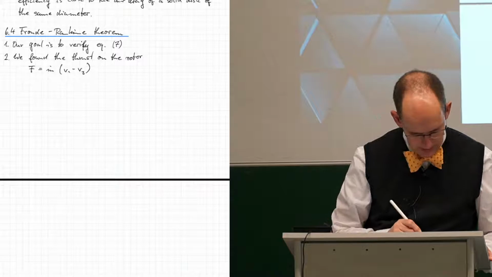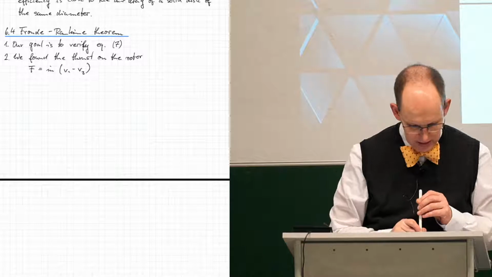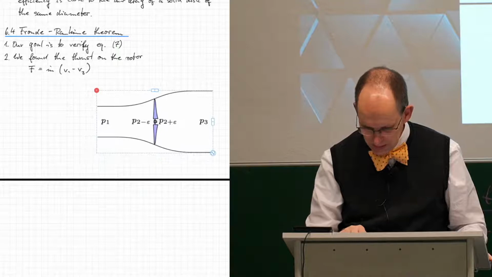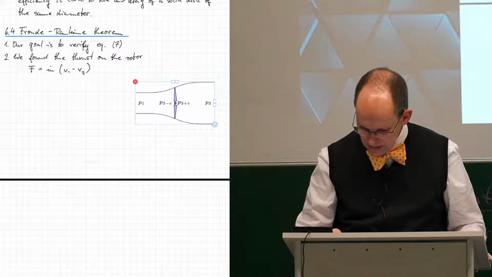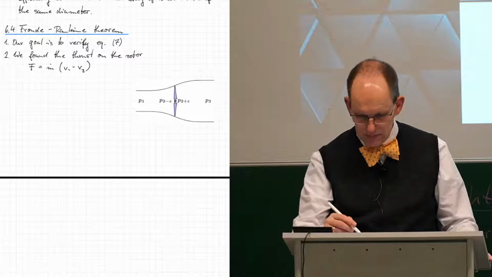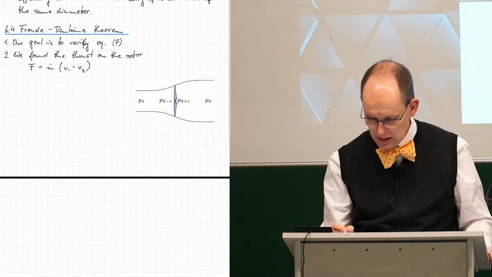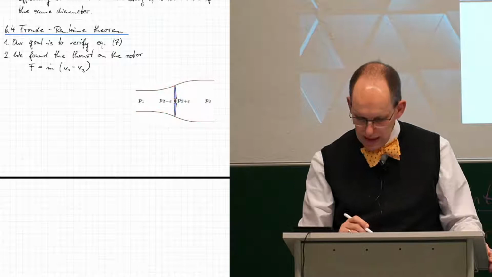And now we try to find another equation for the thrust. And for this, a small sketch, this one here. We'll look a little bit more detailed into things now. What you see is that we have a pressure here, P1, and here P3. We already know that they should be equal, but you see also the streamlines here. Right, so the rotor.